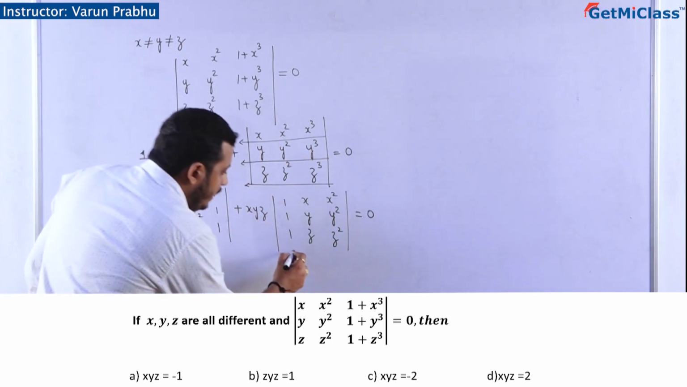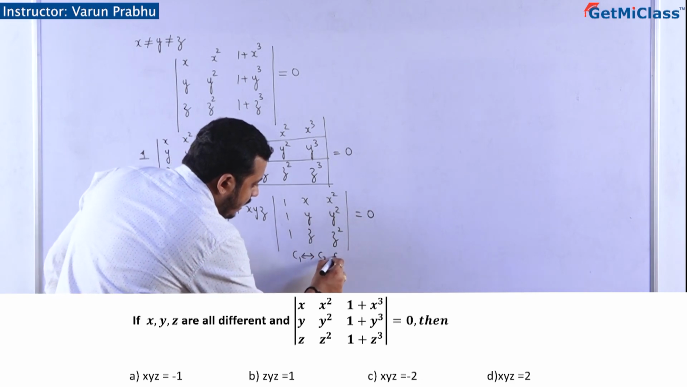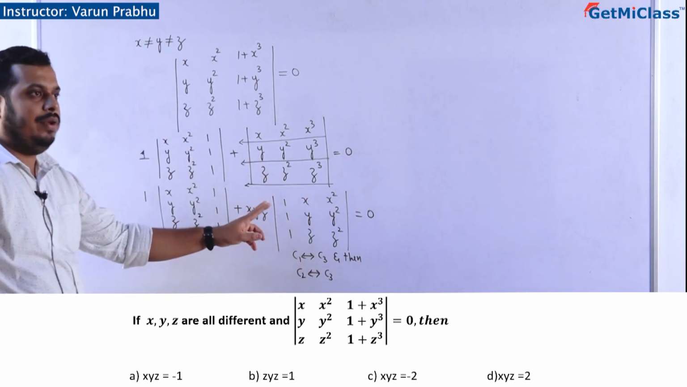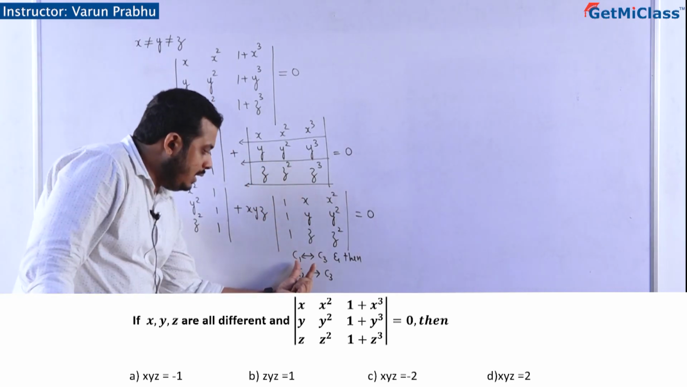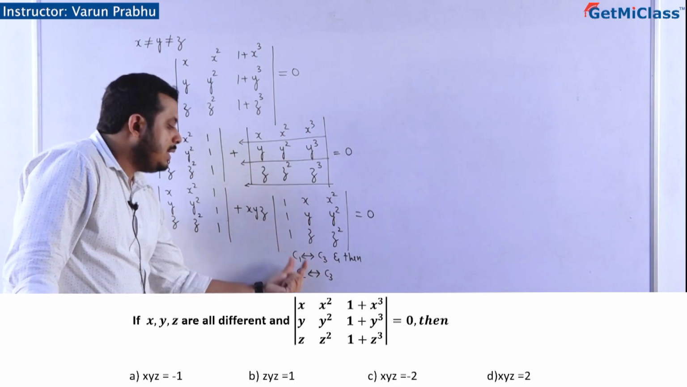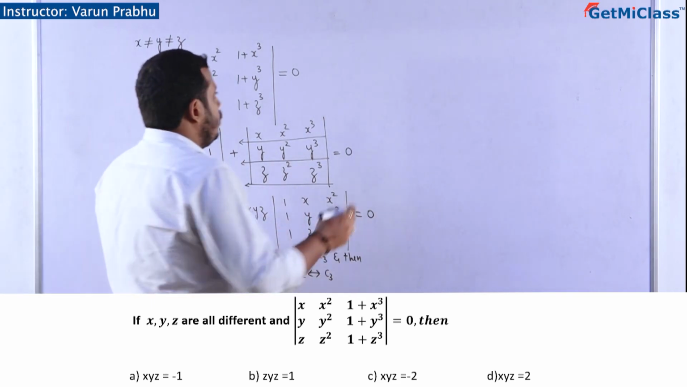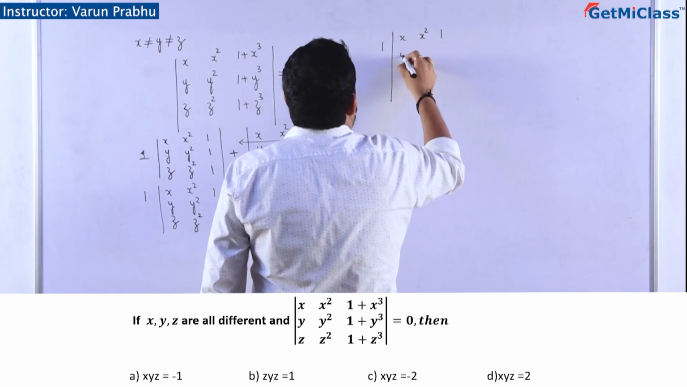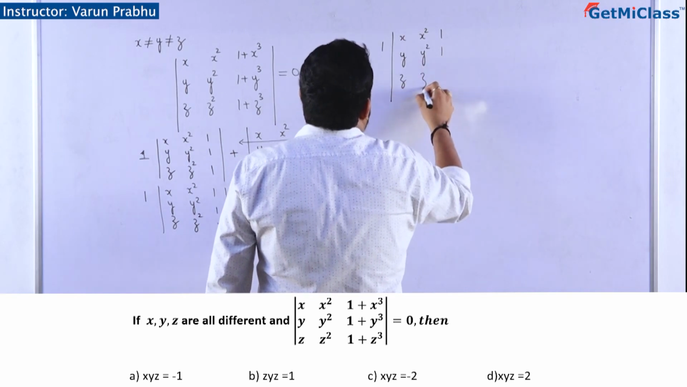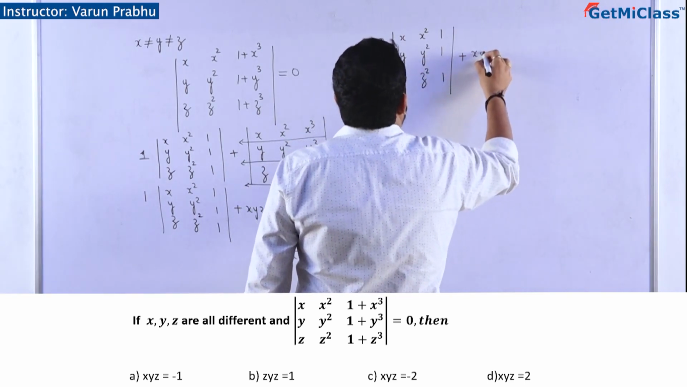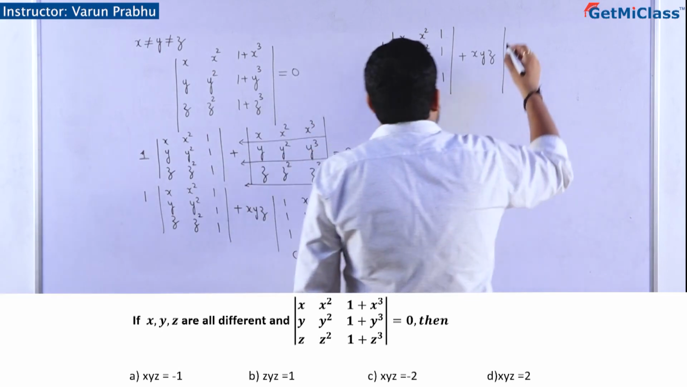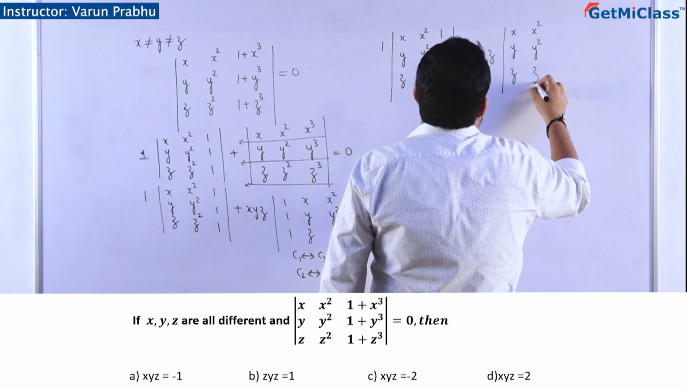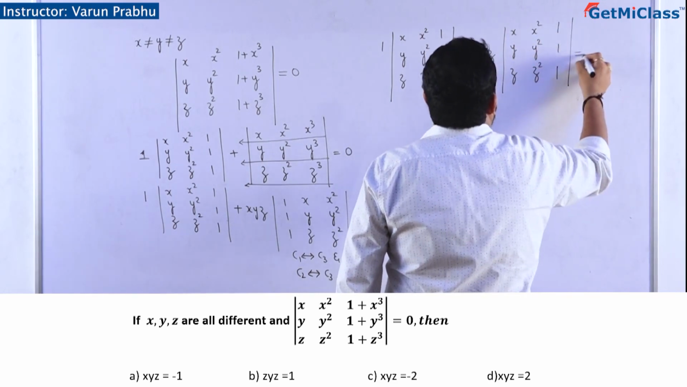Now same way, we will interchange C1 and C3, and then C2 we will interchange with C3. This is a very common concept; we have seen it in a lot of questions. When you interchange in the first place, the determinant will become negative. Second place, negative into negative becomes positive. So I can write 1 into x, x square, 1, y, y square, 1, z, z square, 1, plus x, y, z multiplied with x, y, z, x square, y square, z square, and then 1, 1, 1, that is equal to 0.